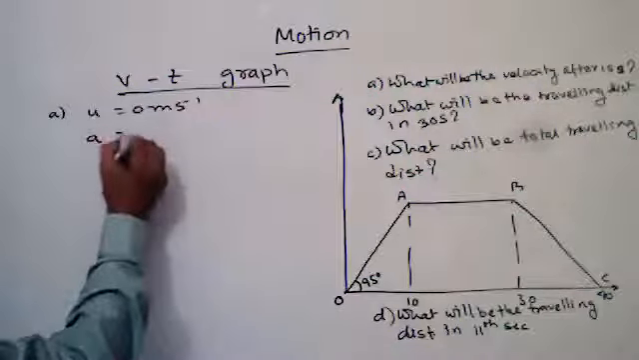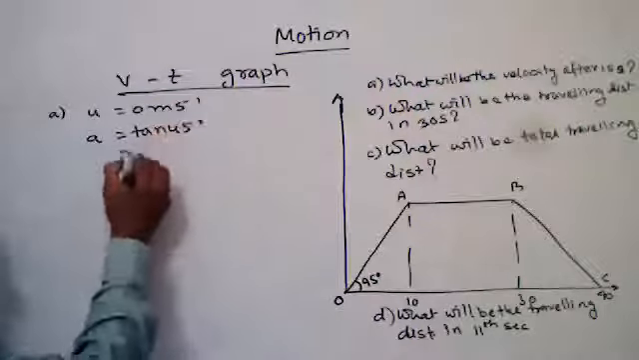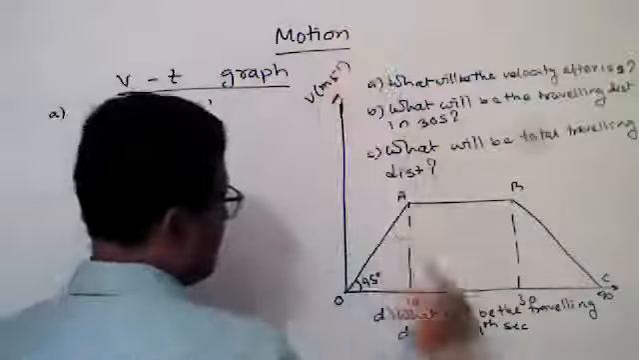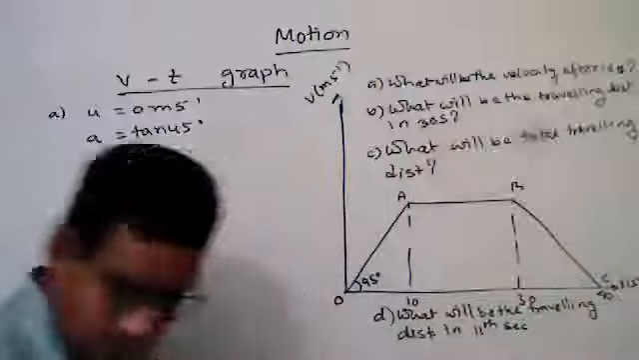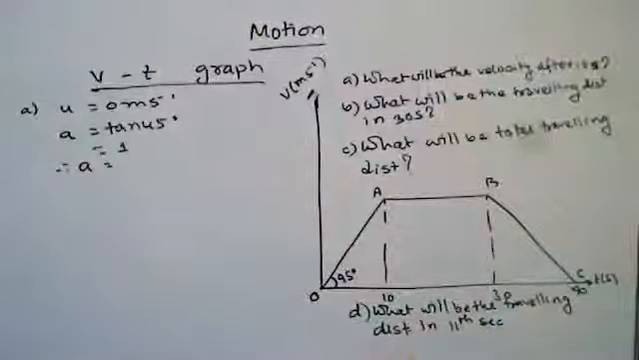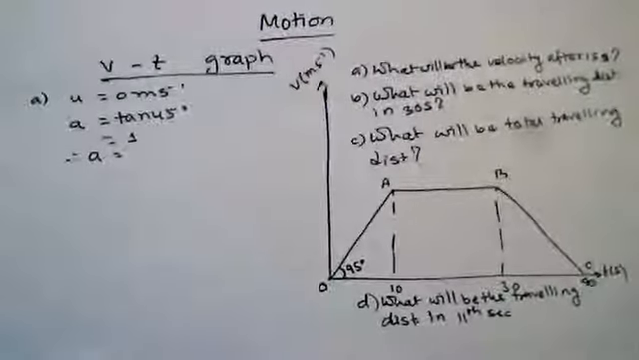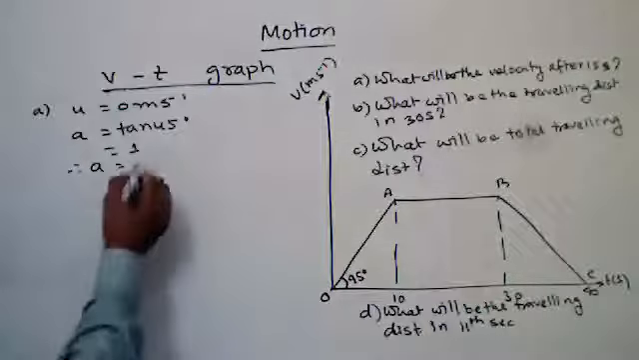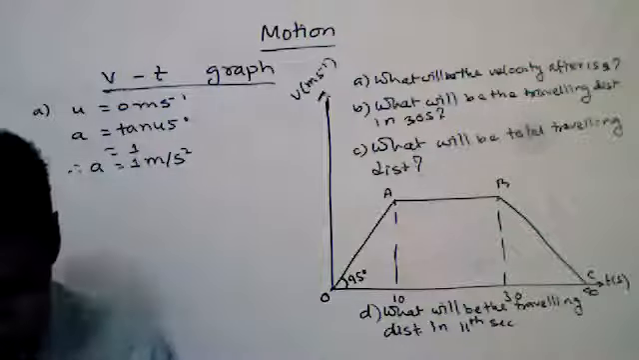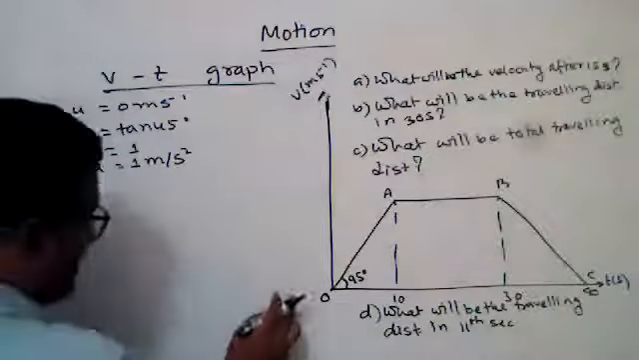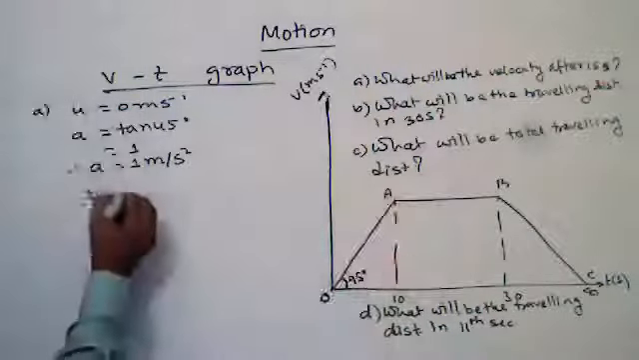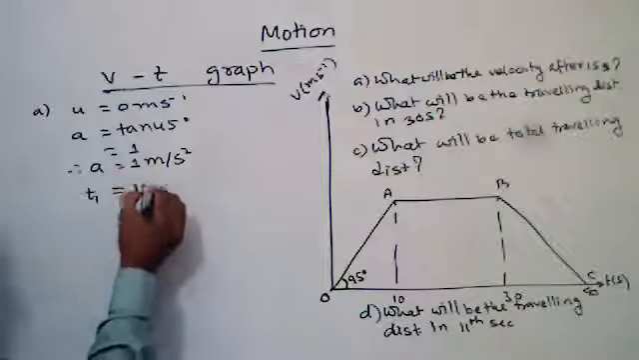And acceleration a equals 1. So suppose the velocity is v meter per second, and this is the t in seconds. Okay, understood. So a equals 1 meter per second square. Here, at first we determine the velocity at point A. Here time, suppose this is t1 equals 10 seconds.